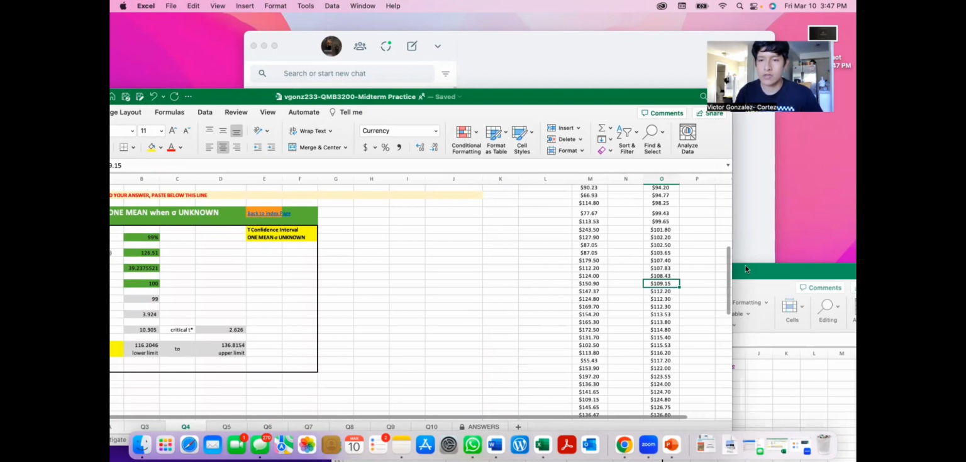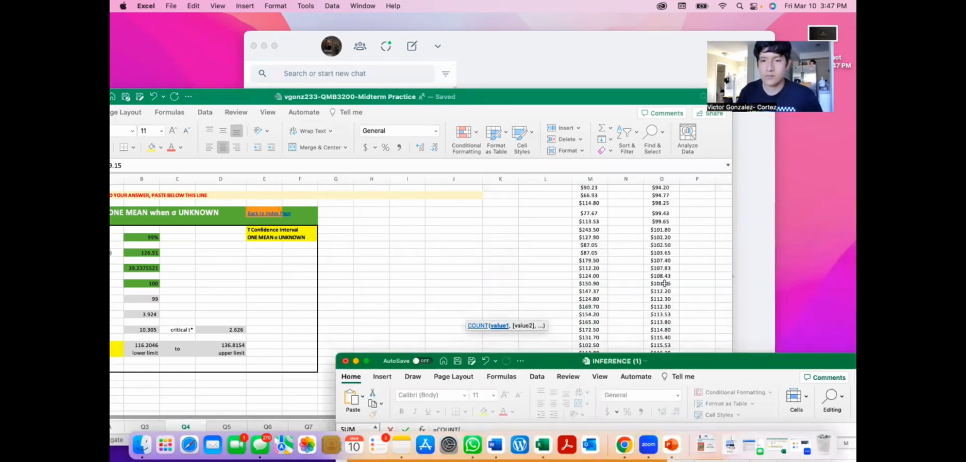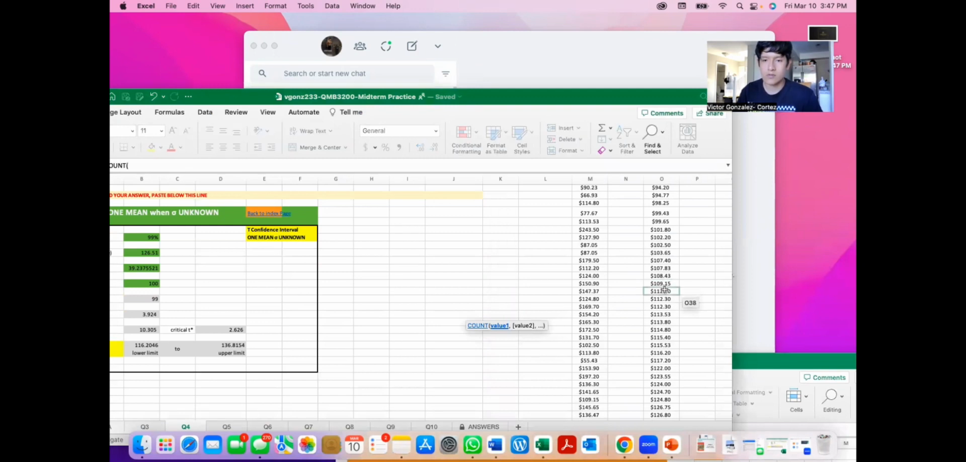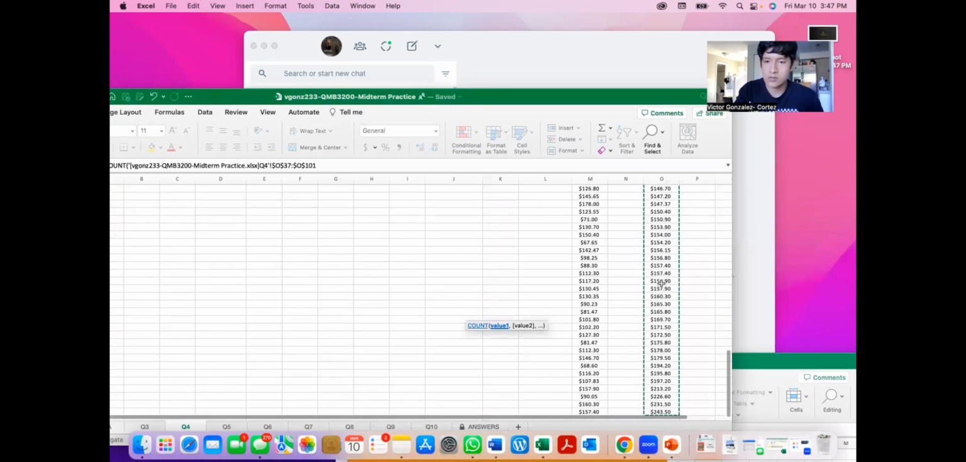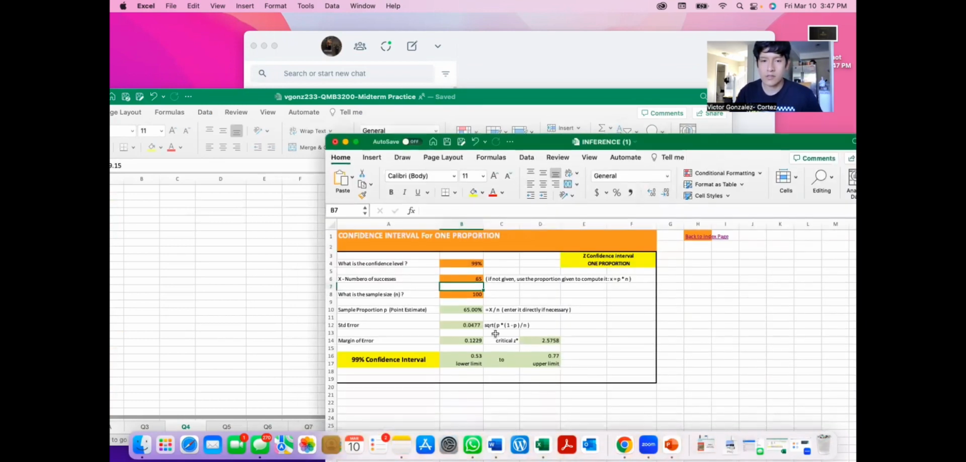So to do that, we'll do a count formula. So equals count, select everything above 109, and it gives us 65.